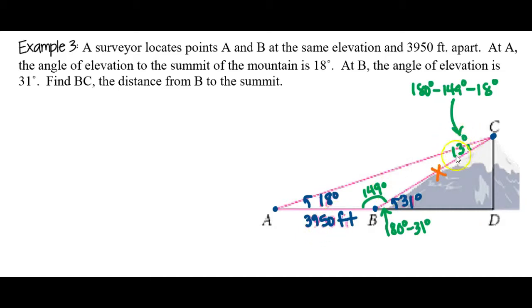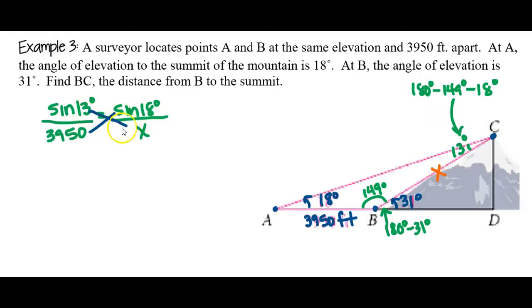So we have this angle measure and its opposite side of 3,950. So we'll set up that ratio. Sine of 13 degrees divided by 3,950 is equal to the ratio of sine of 18 degrees over x. So now we can use law of sines. We can cross multiply. And to finish solving for x, we're going to want to divide by sine of 13 degrees.